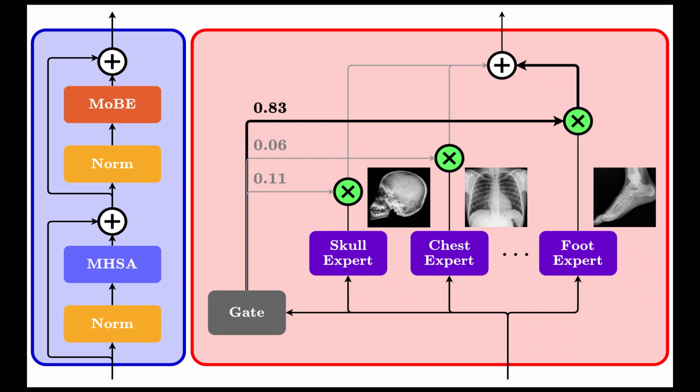PedCLIP addresses all three, but the most architecturally interesting fix is for the third problem. So they collect 400,000 pediatric X-rays spanning 23 anatomical regions: chest, wrist, knee, hip, and so on. Great. Now just train one big model on all of it, right? Wrong. And here's the intuition for why.